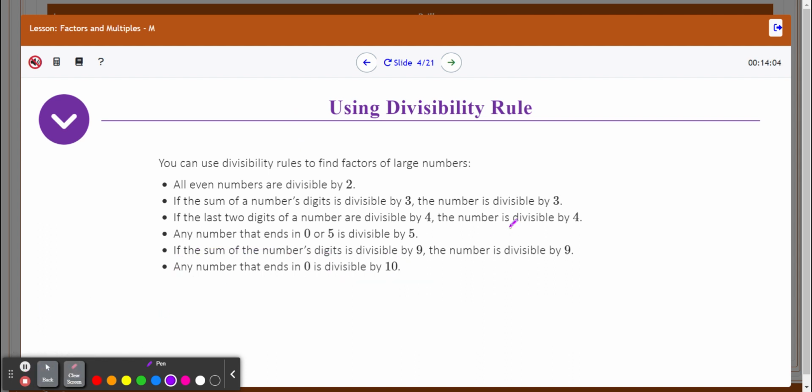Now, I know you're going to ask, well, wait a minute. If it's a 0, that means it's, well, even. All right. Well, it's also divisible by 5. Well, it's also divisible by 10. Yes, that's right. That means they're all factors of it.